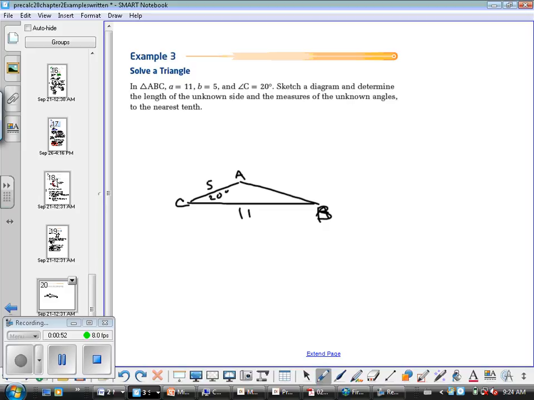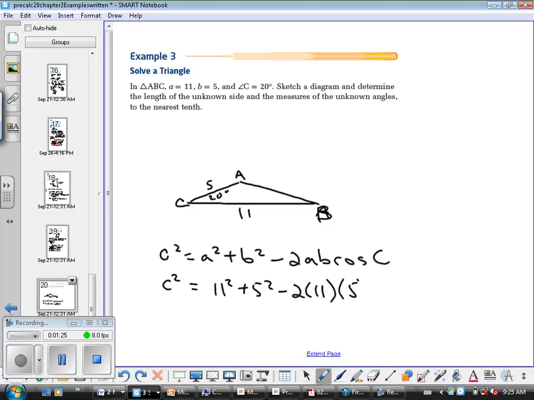So that's our diagram. We want to determine the length of the unknown side and the measures of the unknown angles to the nearest tenth. Since you have two sides and their included angle, a good place to start would be to find the other side using the cosine law. So c squared equals a squared plus b squared minus 2ab cos C. c squared equals 11 squared plus 5 squared minus 2 times 11 times 5 times cos 20.